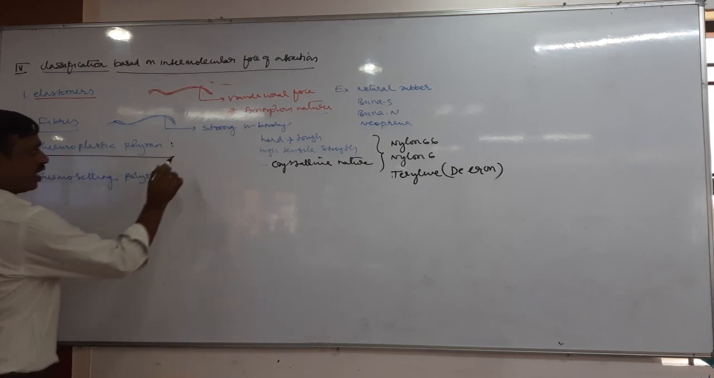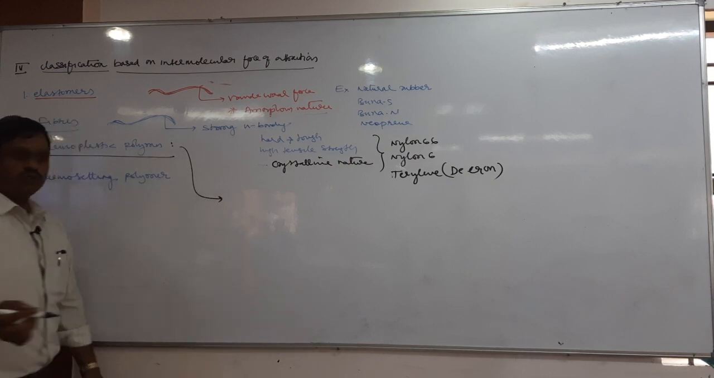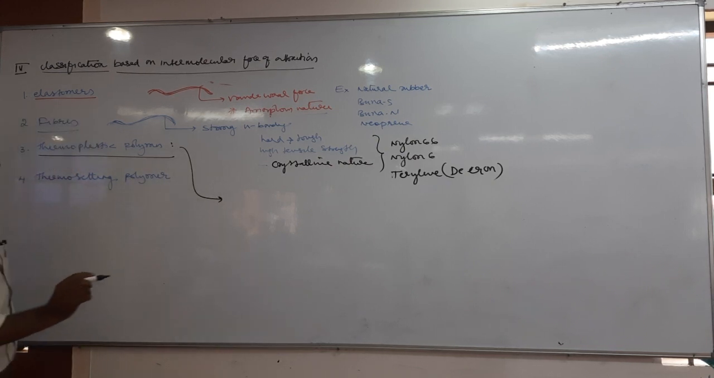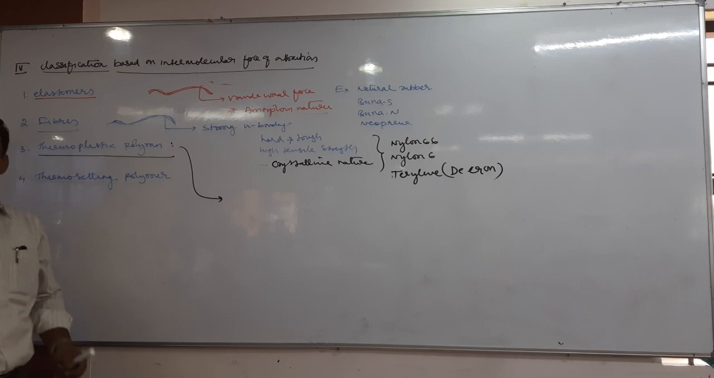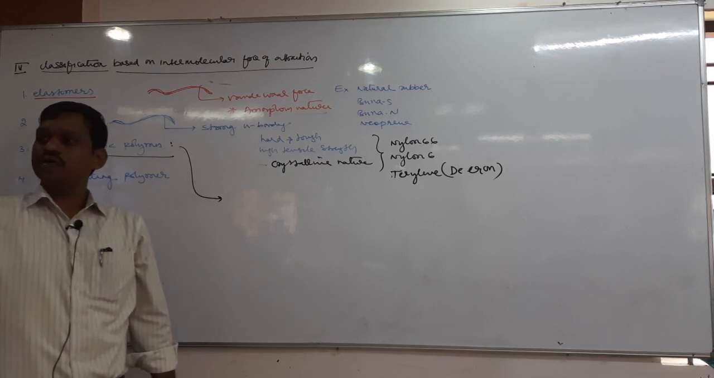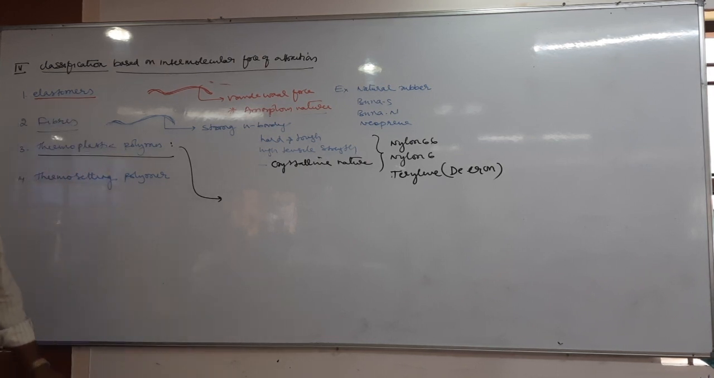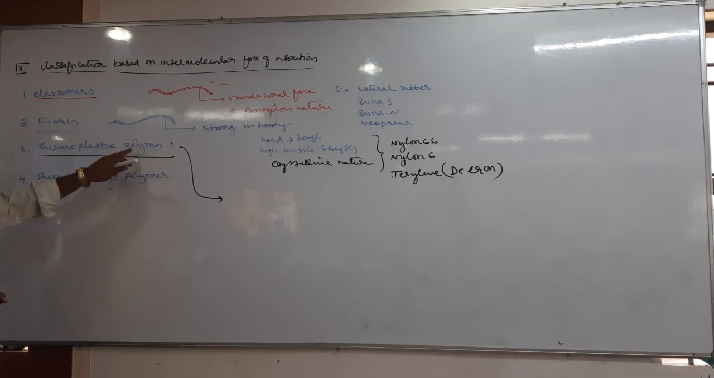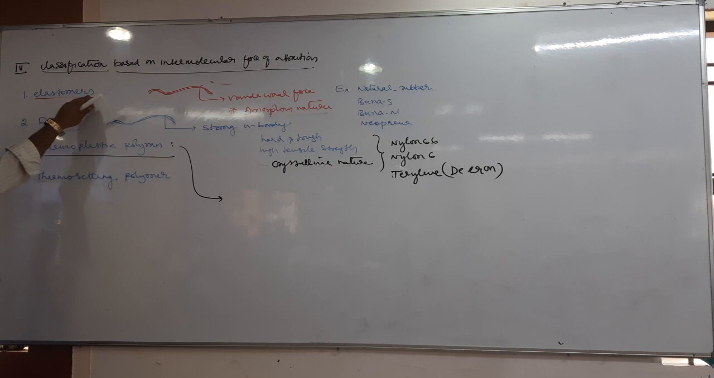Next is thermoplastic polymer. Okay. So in case of thermoplastic polymer, these are the polymers having intermediate force of attraction. That is, the intermolecular force of attraction of thermoplastic polymer is stronger than elastomer, but weaker than fibers. Okay.